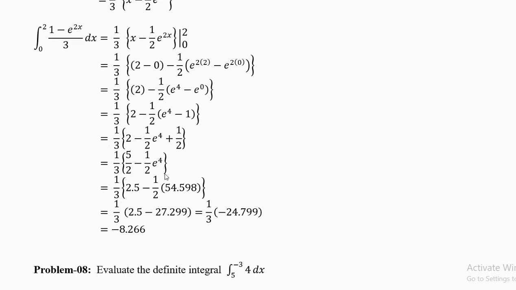Now minus half e power 4. E power 4 is 54.598.